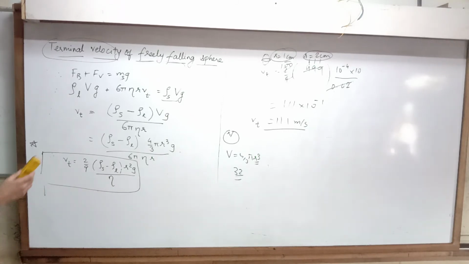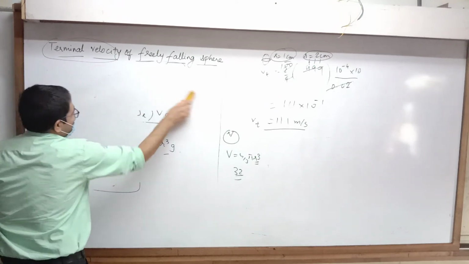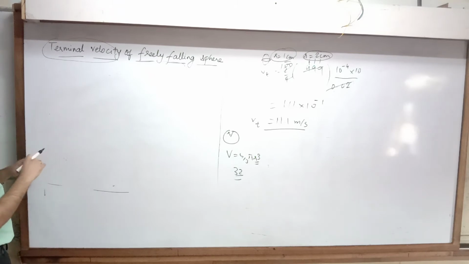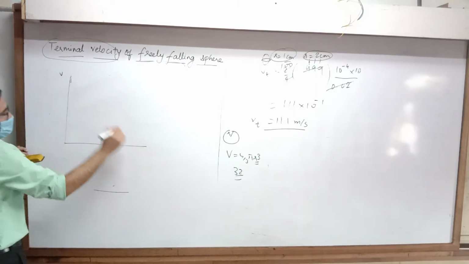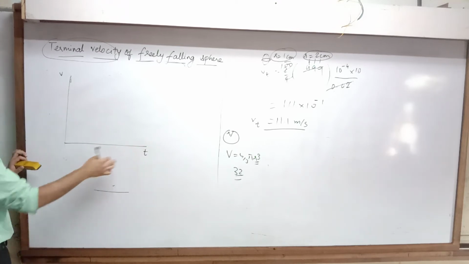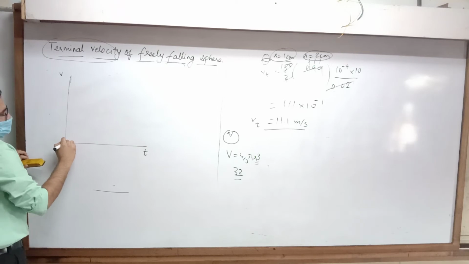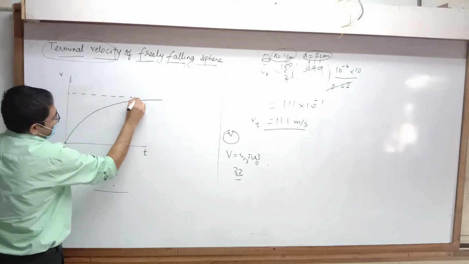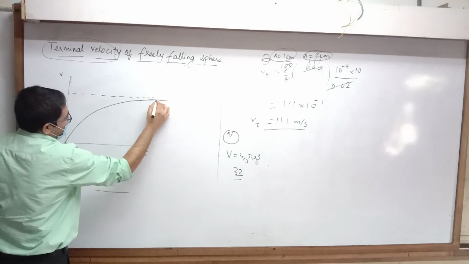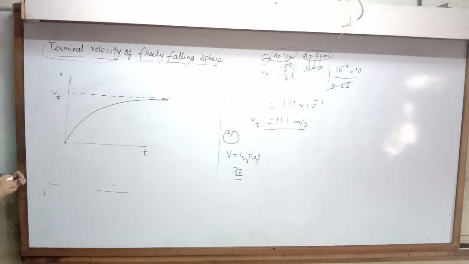Anyways, I'm going to erase it now. Do you want the graph drawn for this? The topic is continuing today, so let's finish it. So V and T, time and speed. If you drop something, its speed will start to increase, but finally the graph will become flat. That is, now this speed is very close to Vt. So this is the terminal velocity.